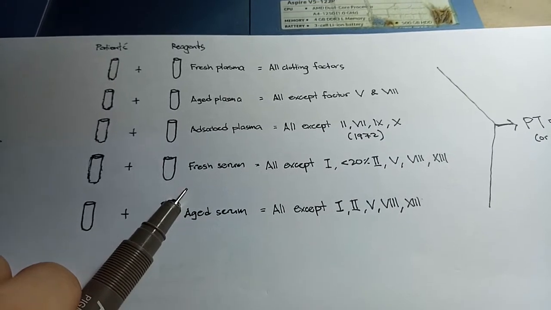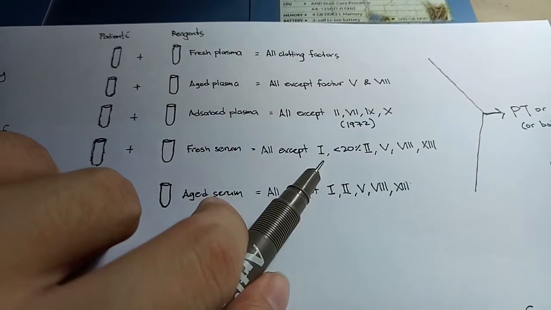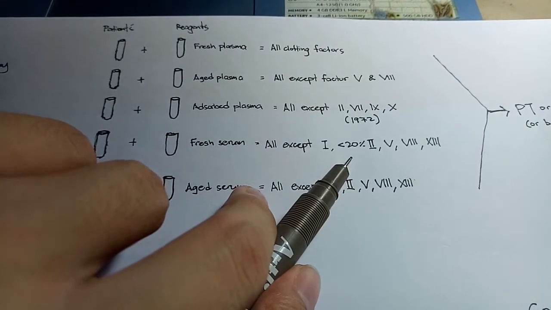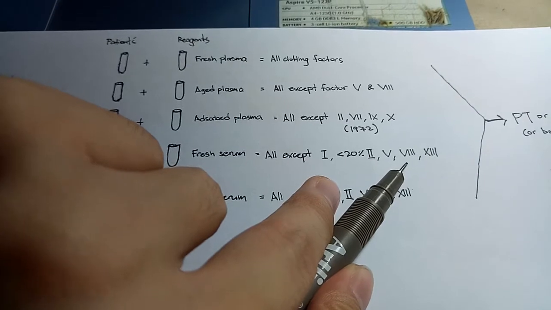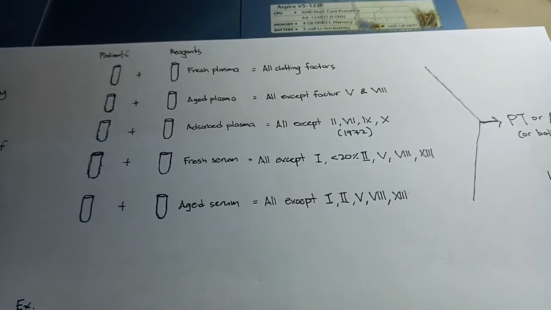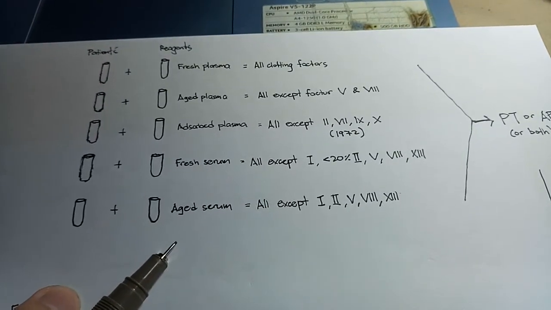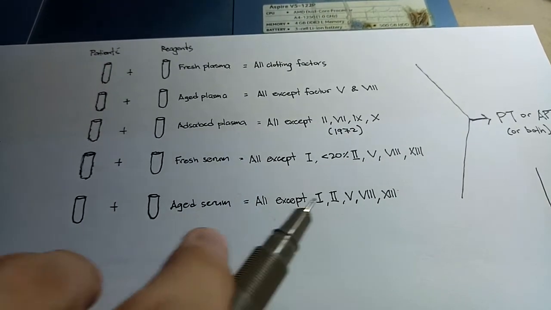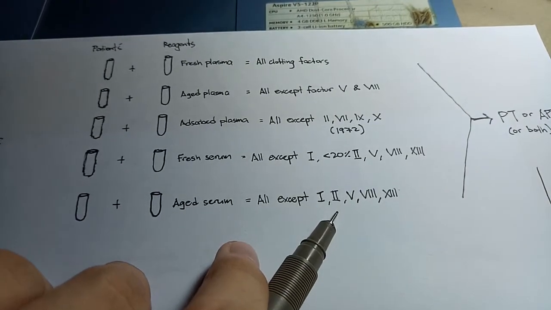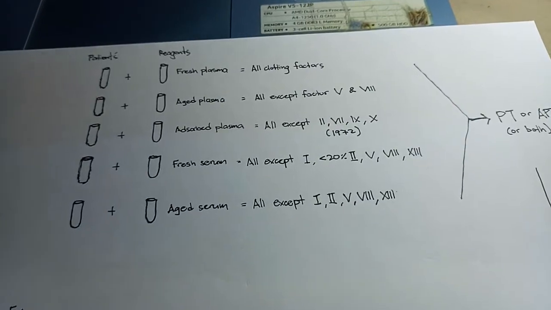Ito ang fresh serum. The fresh serum contains all clotting factors except factor 1, less than 20% factor 2, factor 5, factor 8, and factor 13. Okay? So, next, the aged serum naman. Ang aged serum, it contains all clotting factors except factor 1, factor 2, factor 5, factor 8, and factor 13. Okay?